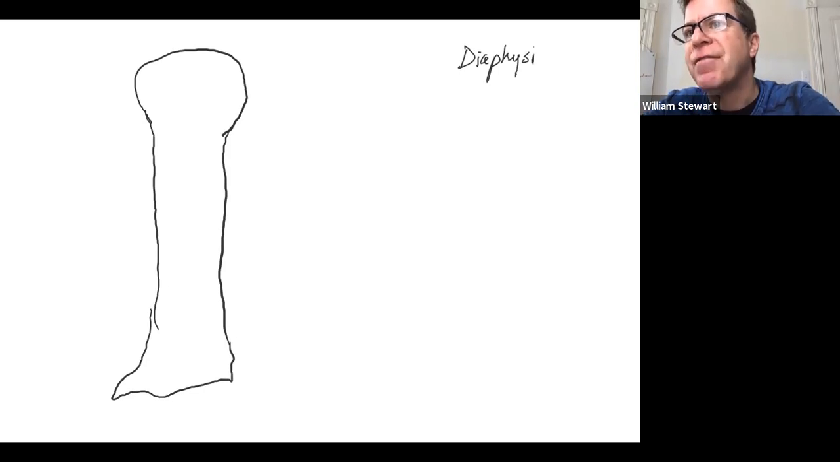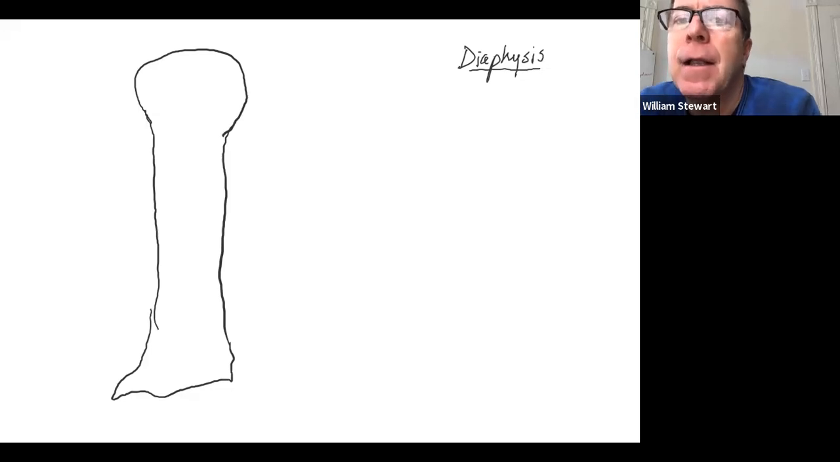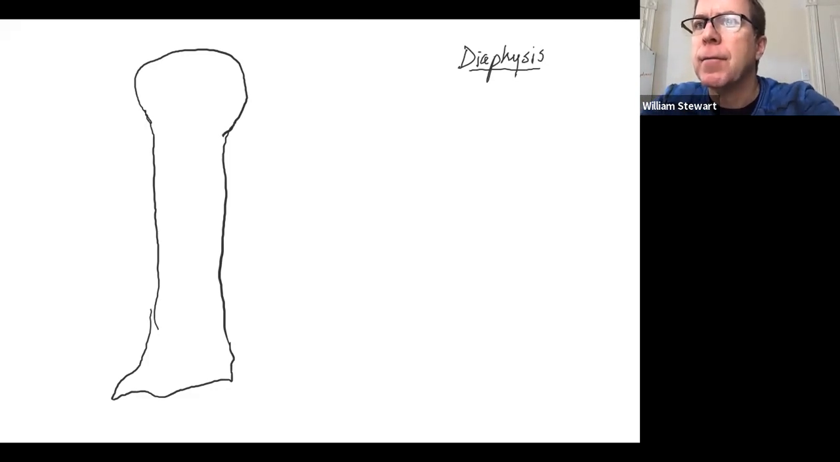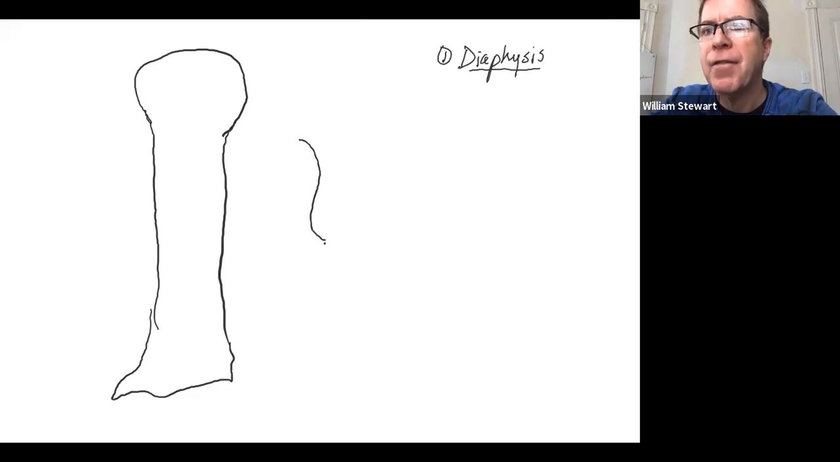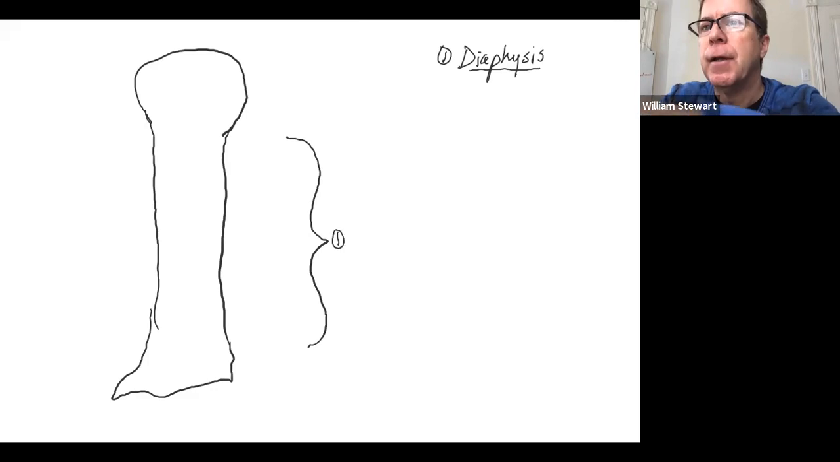The word diaphysis, D-I-A-P-H-Y-S-I-S, just means the shaft of a long bone. So let's number these. The diaphysis would be the shaft of this long bone from here to here. So that's number one. The word epiphysis, they're funky words, but they're not complicated terms in meaning.